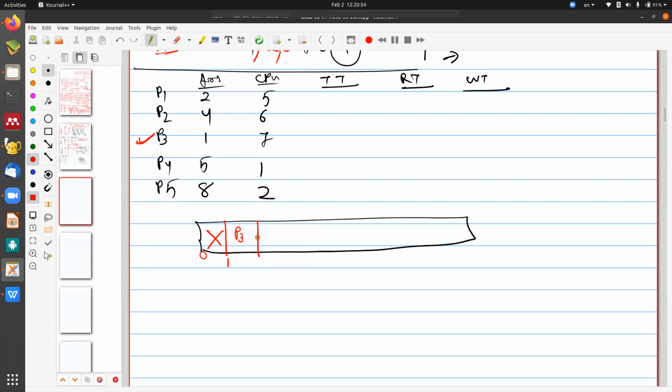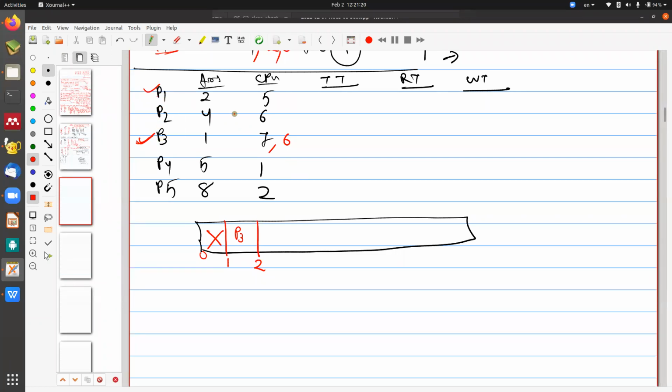I simply told that after this one will be executed, you check next who is coming. This is coming at 2, means maximum you can run it for 2 units. So how much has executed? Only 1 unit, so this becomes 6. 6 is left. Then for the next, who has arrived at 2?